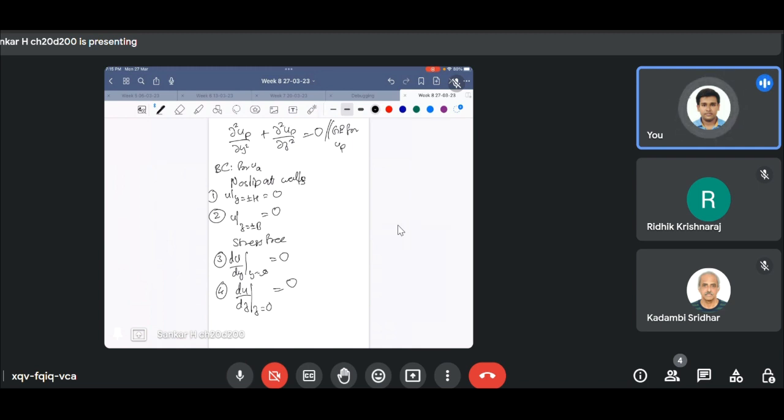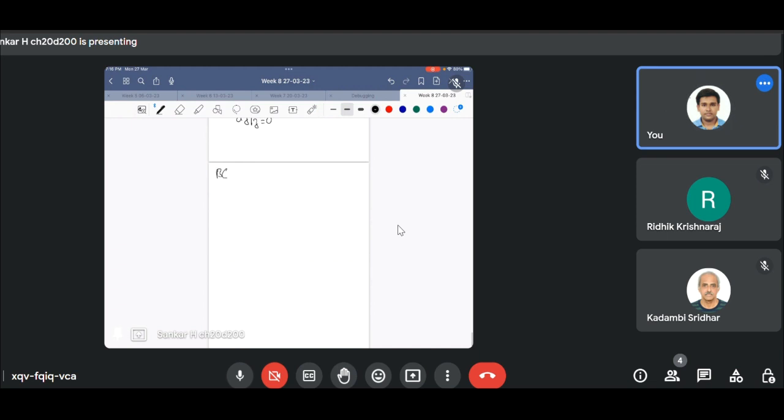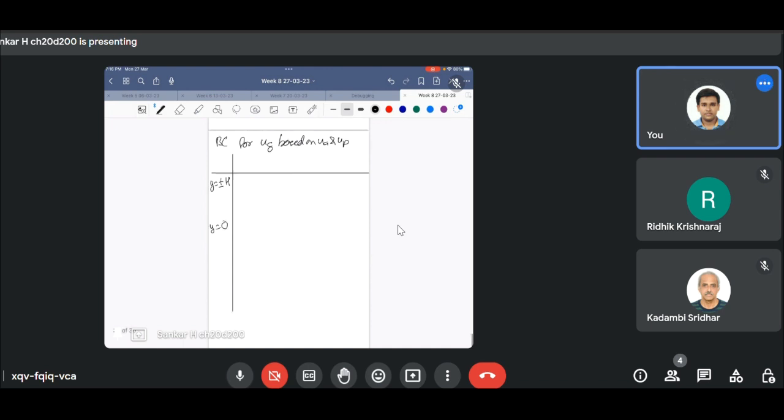So these are the boundary conditions for UA. We have not yet started for UG. So let us go ahead and find out the boundary conditions for UG based on UA and UP. As we have defined earlier, there will be 4 points to consider: y equal to plus or minus h, y equal to 0, just leave some space over here, z equal to plus or minus b, and z equal to 0.